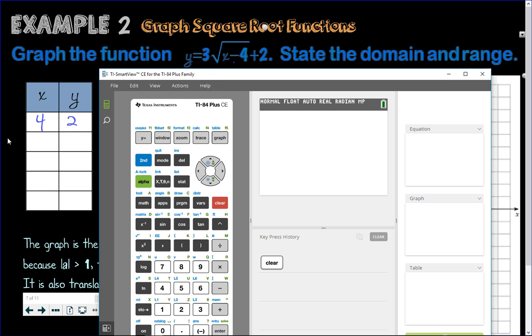Okay, so you got your table here. This is what I was talking about on your assignment. When you graph, I want you to put a table. How many values do I need to see? 1, 2, 3, 4, 5 values.